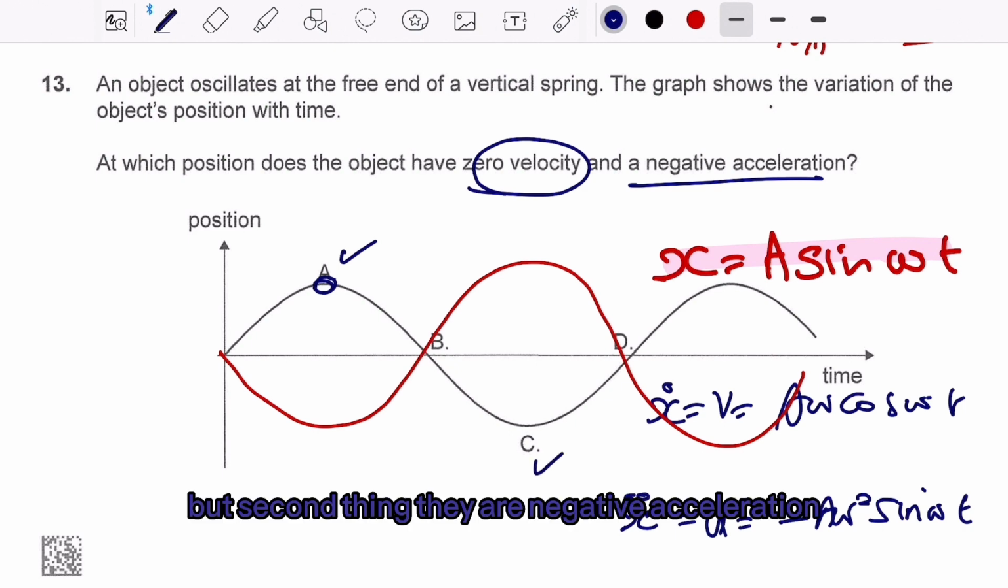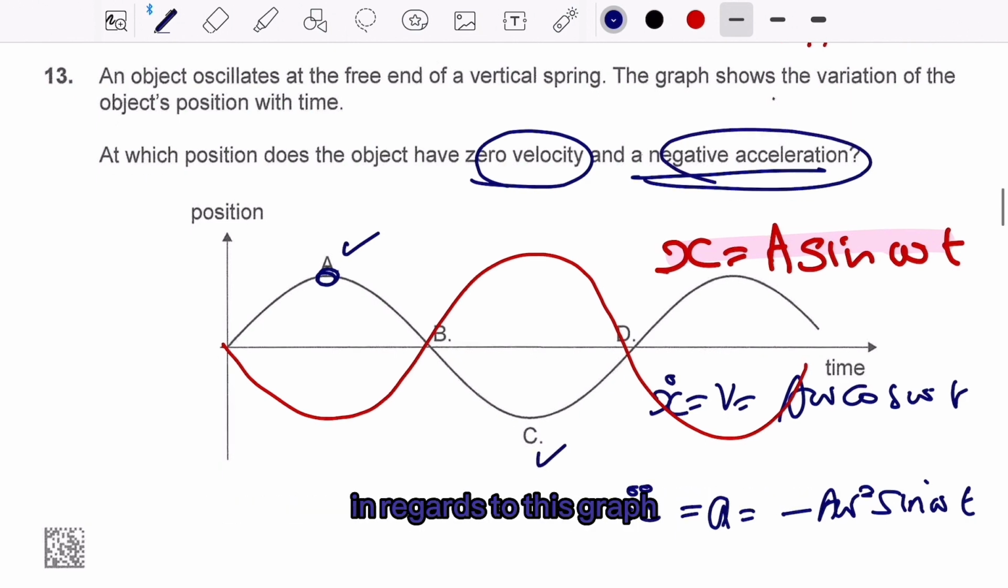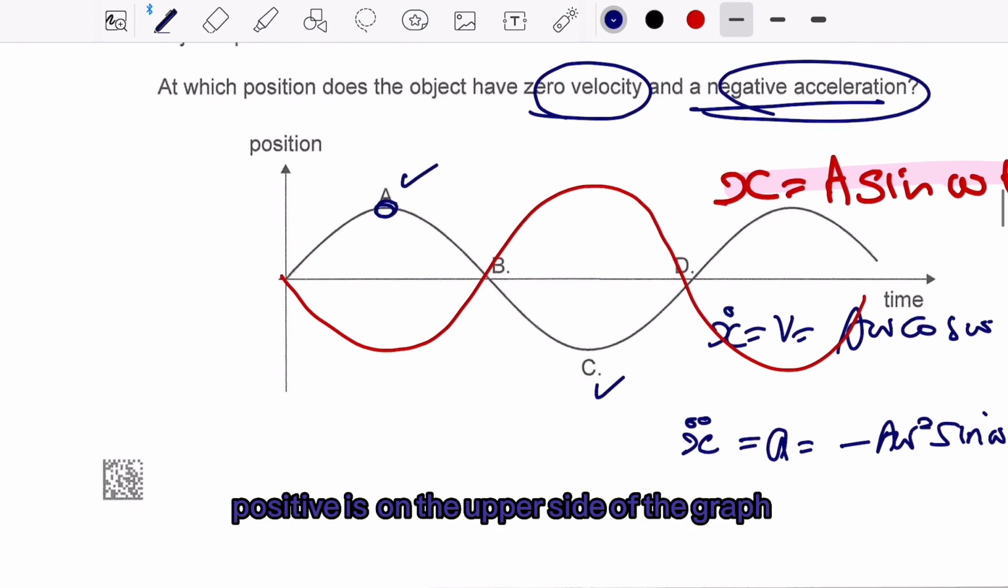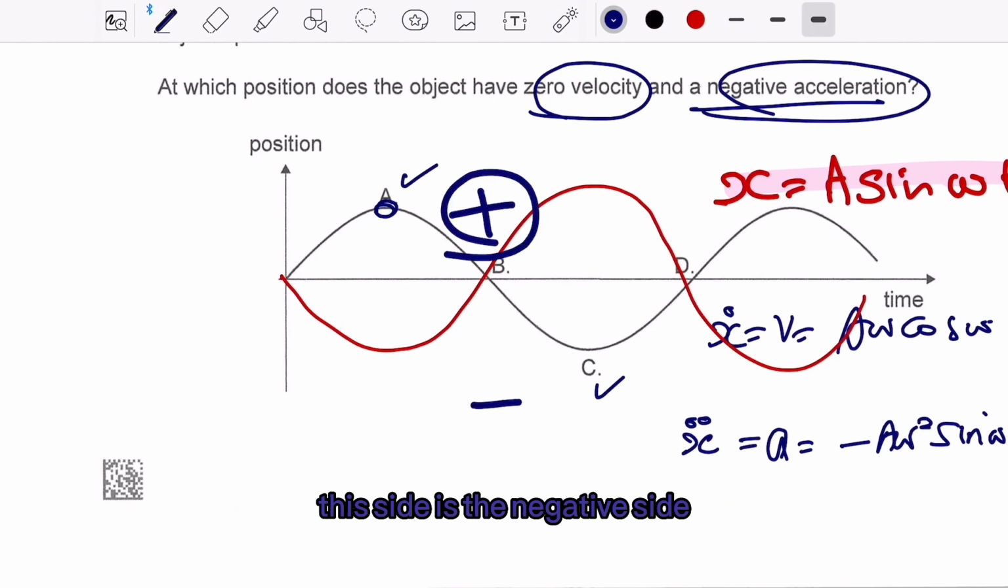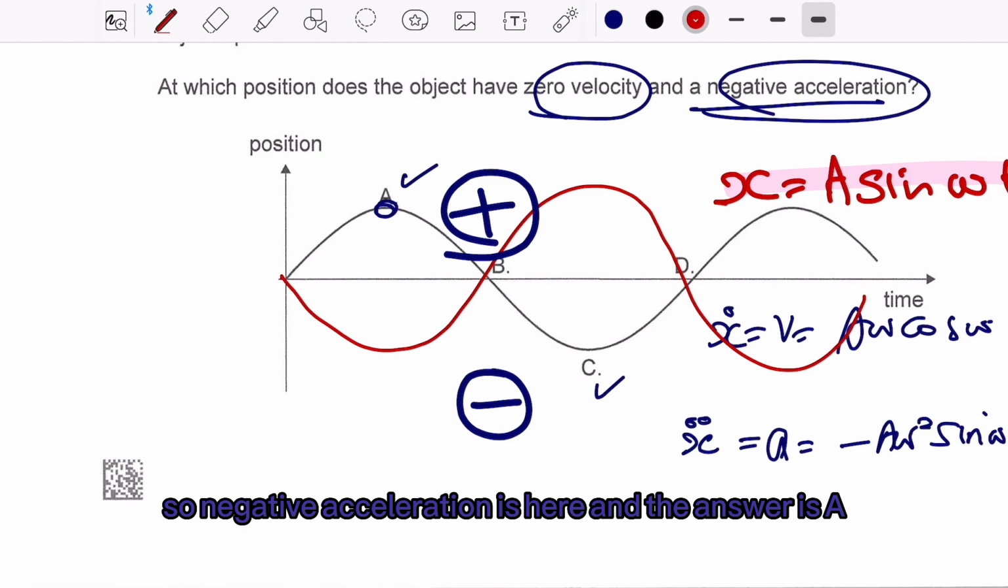But the second thing, they ask for negative acceleration. In regards to this graph, positive is on the upper side of the graph and this side is the negative side, so negative acceleration is here, and the answer is A.